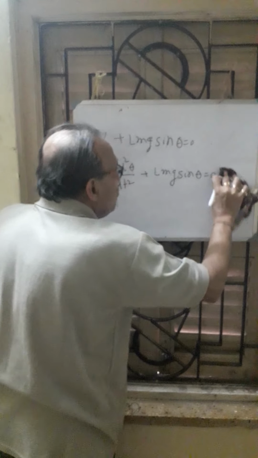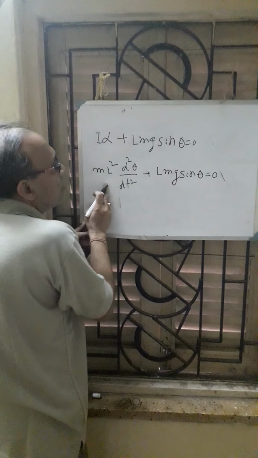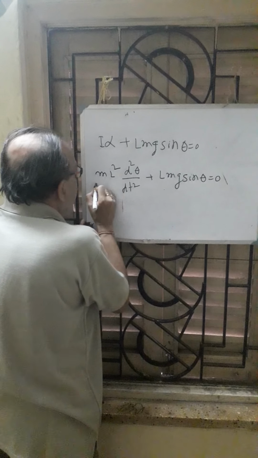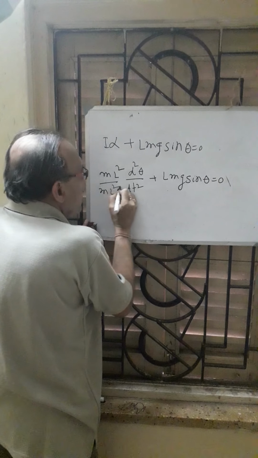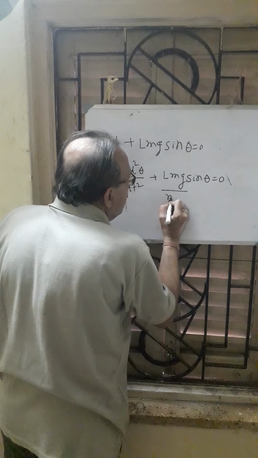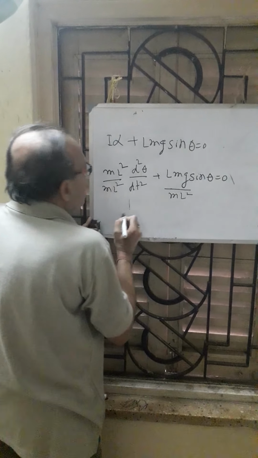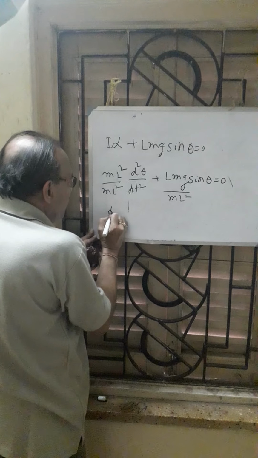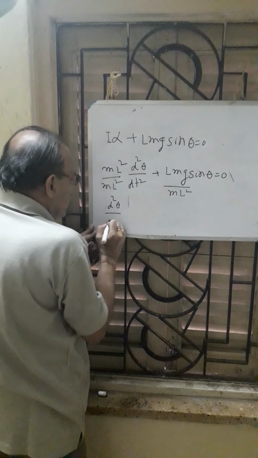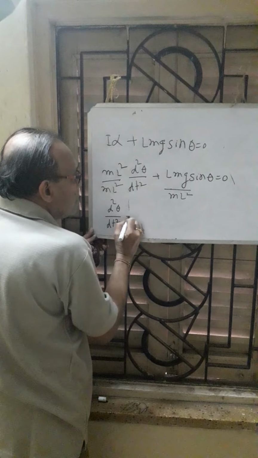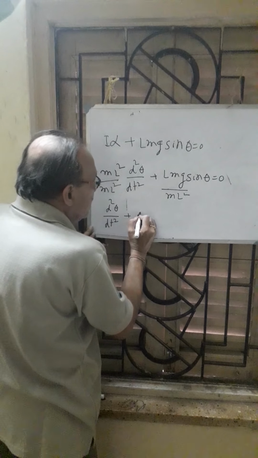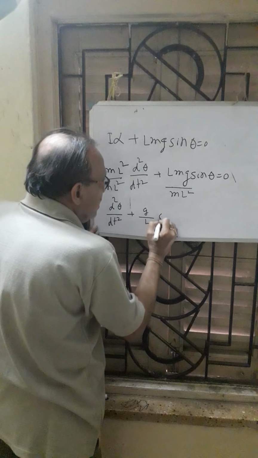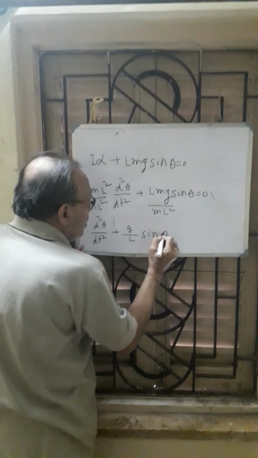Now I divide both sides by ml square. If I divide this by ml square, I also divide the right side by ml square. 0 by ml square is always 0. This thing cancels. I write d2 theta dt2 plus g by L sin theta equal to 0.